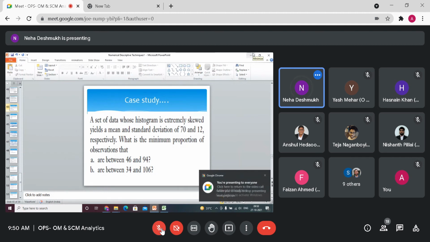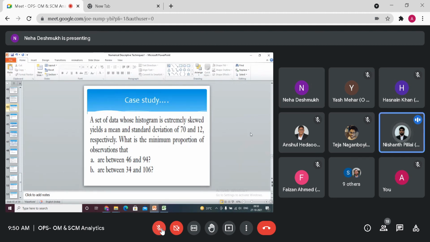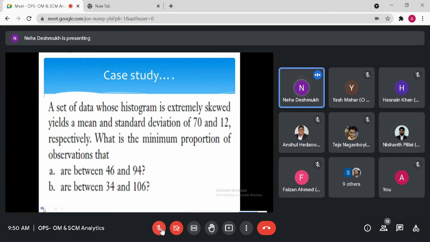Done? Ma'am, 95% and 99.7%, A and B. 95% means this is the range for A, 46 and 94. No, this is between the 2s range. Two standard deviations, and the next one is three standard deviations.